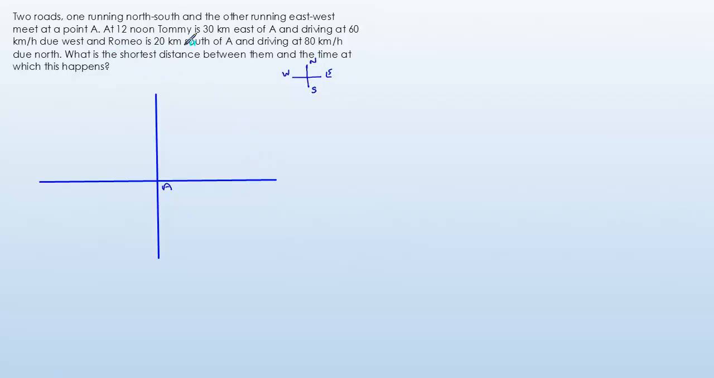So at 12 noon, Tommy is 30 kilometers east of A. So Tommy is going to be here. And he's driving at 60 kilometers per hour due west. So he's driving this way along here. Romeo is 20 kilometers south of A. So Romeo is, say, here. And he's driving at 80 kilometers per hour due north.